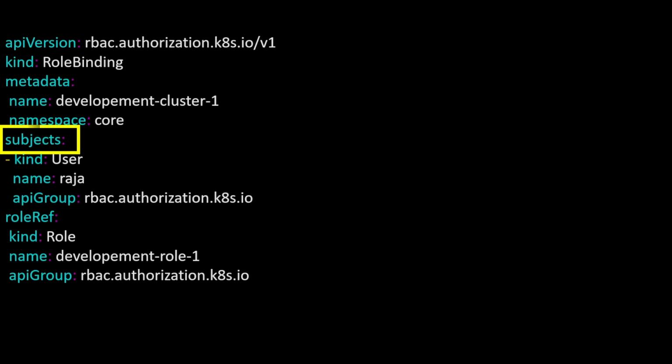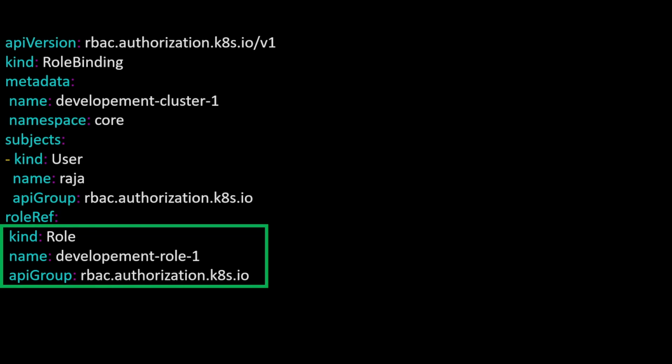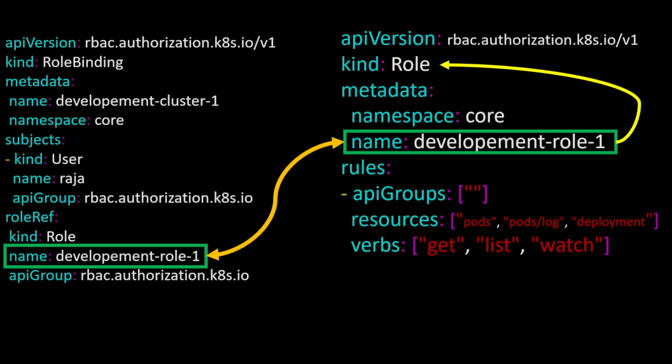Next we have subjects. In this section, we defined kind equal to User and then the name of the user. Lastly, we have mentioned the group name, that is rbac.authorization. After that, roleRef. The full form is role reference. Here we define the role that will be applied to this RoleBinding object. This is the reason we have defined the existing role name in the name section under roleRef.